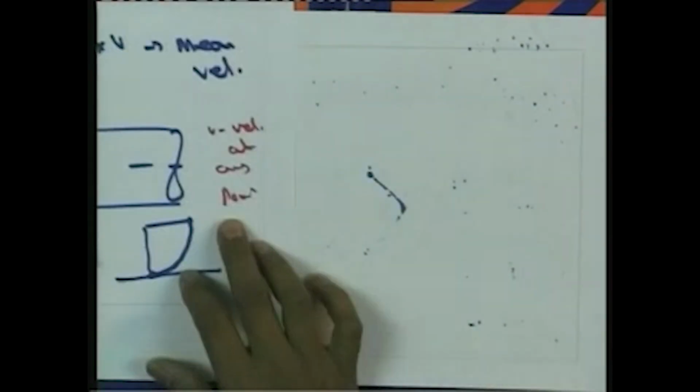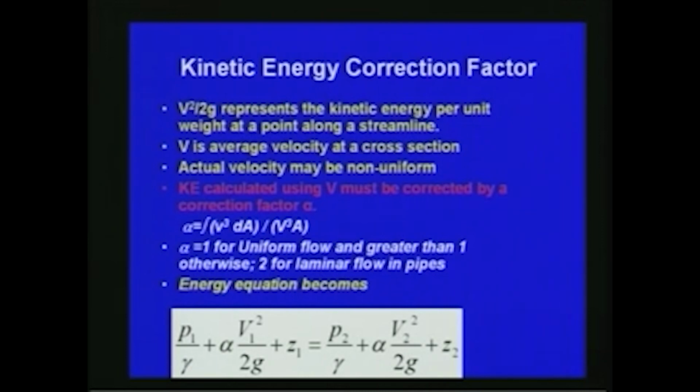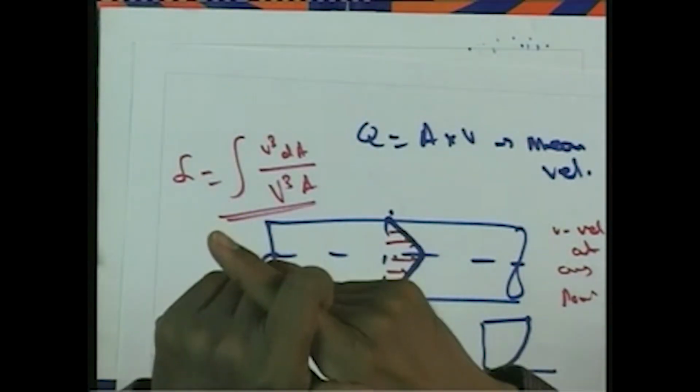So alpha is equal to the integral of v cubed dA divided by capital V cubed A, where capital V is the mean flow velocity, A is the area of cross section, and small v is the velocity varying across the various sections you are considering. Whenever we consider the v square by 2g term, we have to multiply by the kinetic energy correction factor alpha, so that we get the correct velocity head or the correct kinetic energy.